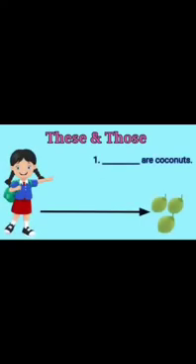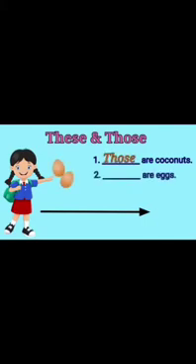Okay, children. Dash are coconuts. Children, are the coconuts near or far away? Yes, far away. So, what should be used? That's right. Those are coconuts. Second one. Dash are eggs. Are the eggs near to me or far away? Very good. They are near to me. So, what should be used? That's right. These are eggs.